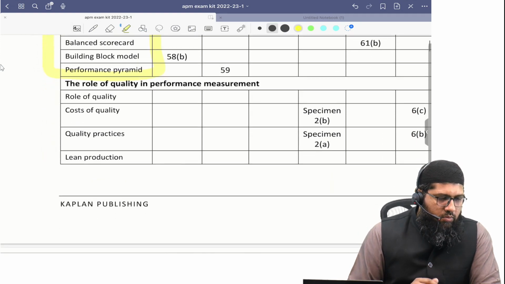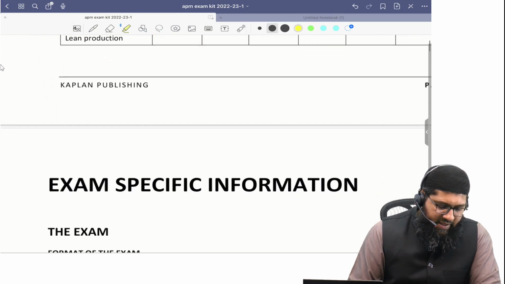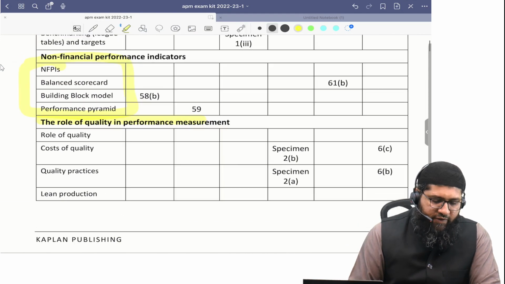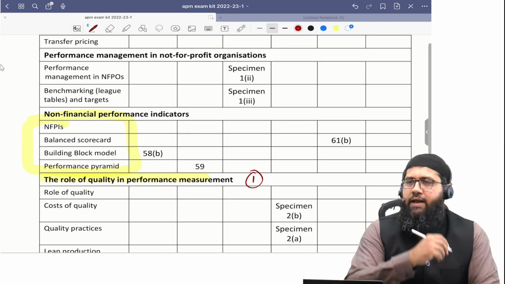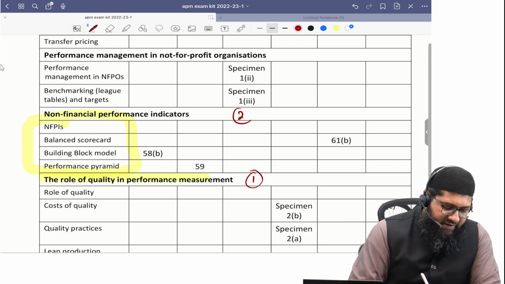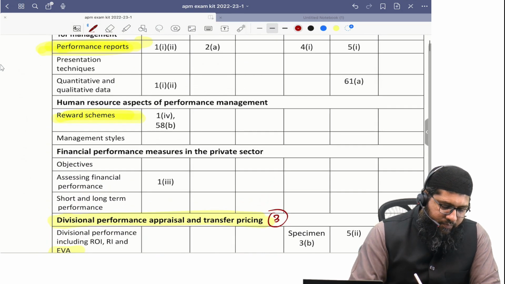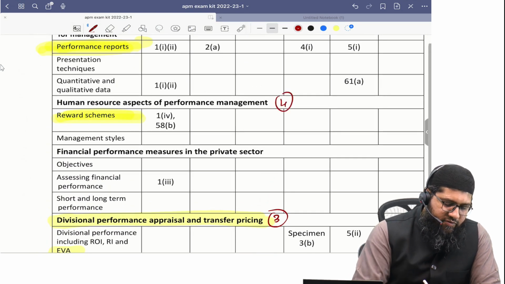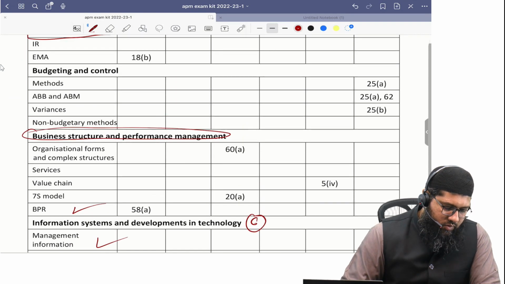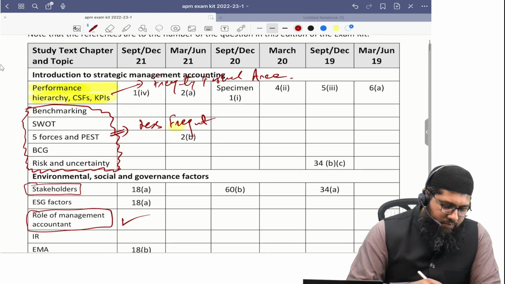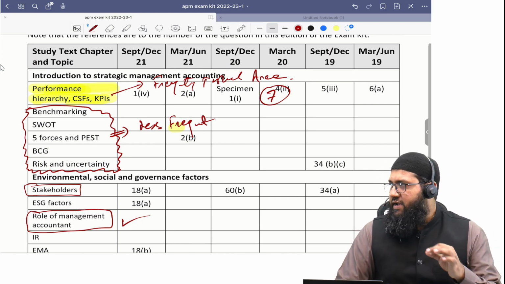Quality management. Almost every alternate attempt, we have quality management examined. And this is what the conclusion is. In short, there are a few areas you should not take a risk on. One of them is quality management and total quality management. The second is the non-financial performance indicators topic, divisionalization and transfer pricing, reward scheme, performance reports, the information system, the performance measurement hierarchy, KPI, CSF. These are the 7 areas you should never take a risk on.